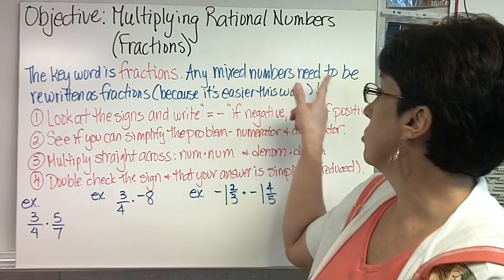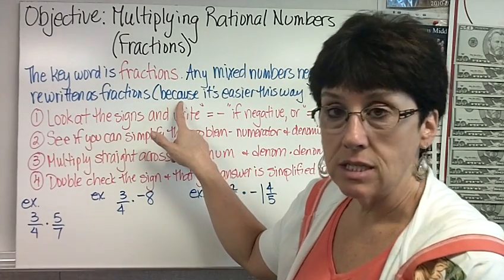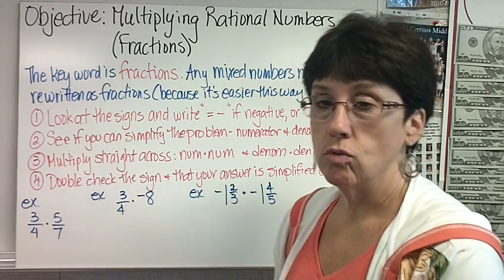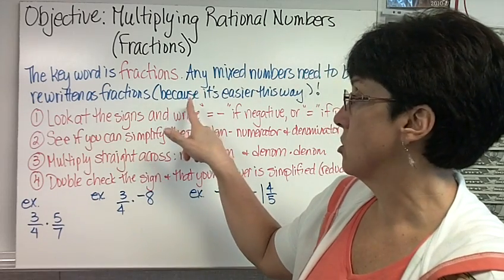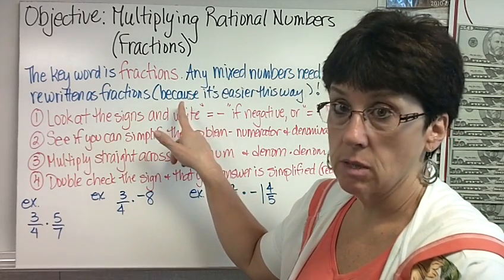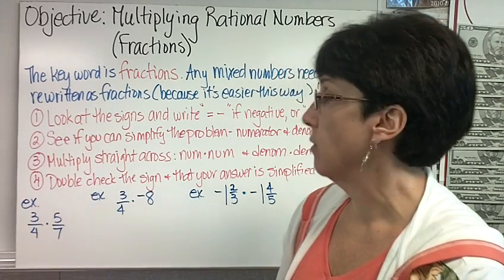Any mixed numbers need to be rewritten as fractions because it just is easier this way. If you would like to learn how to multiply with mixed numbers, come in and see me, okay? So I'm just going to teach you this way because it's just the best way to do it. All right, there are 4 steps, so please write these down.